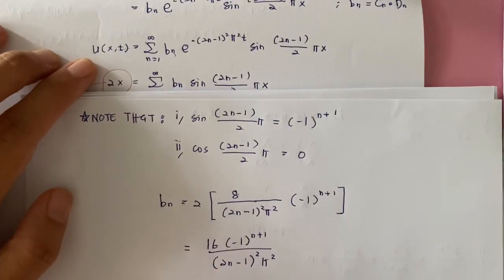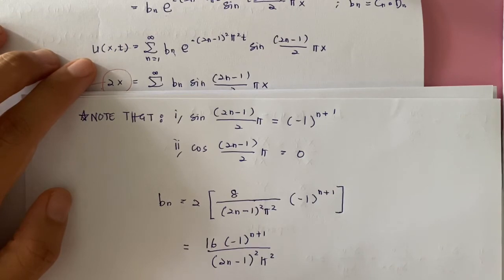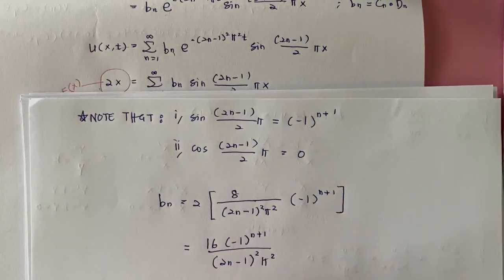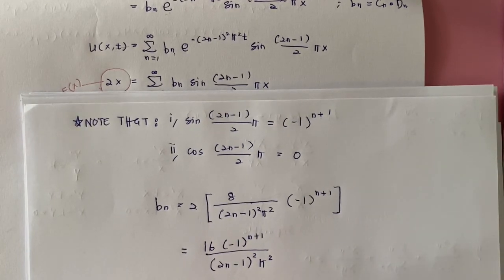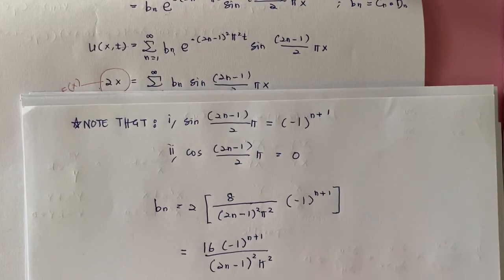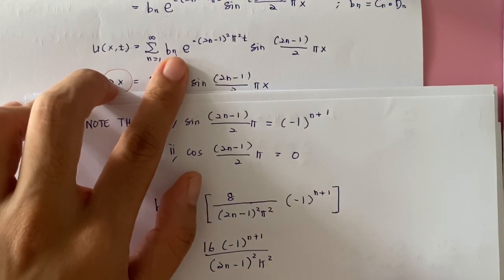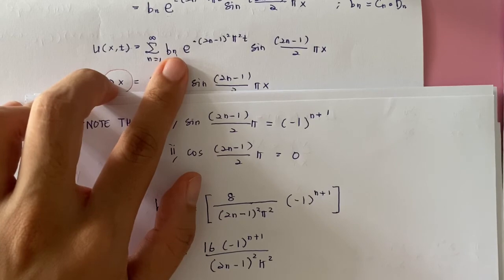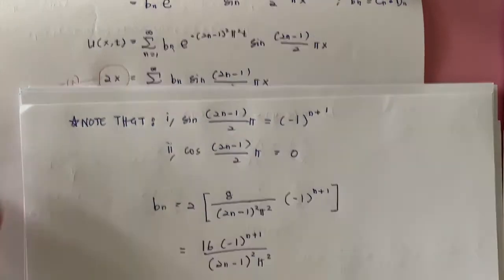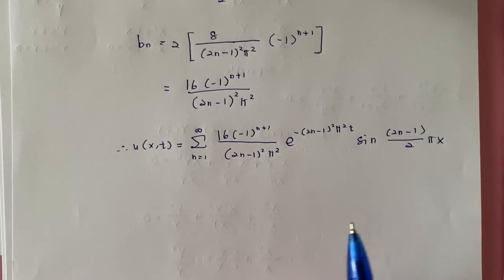This is our u(x,t). So write back your u(x,t). This is your final answer. Your u(x,t) is equal to summation n equal to 1 to infinity, then substitute your Bn, 16 times minus 1 to the power of n plus 1 over (2n minus 1) squared pi squared, times exponent minus (2n minus 1) squared pi squared t, sine((2n minus 1)/2 pi x). Okay, so this is the last answer.